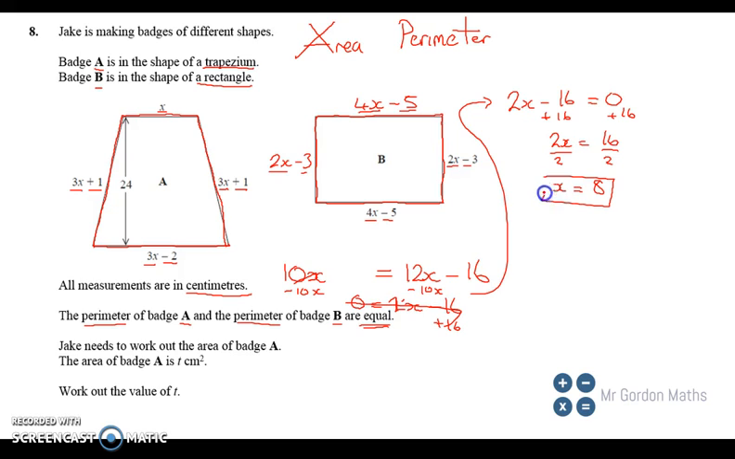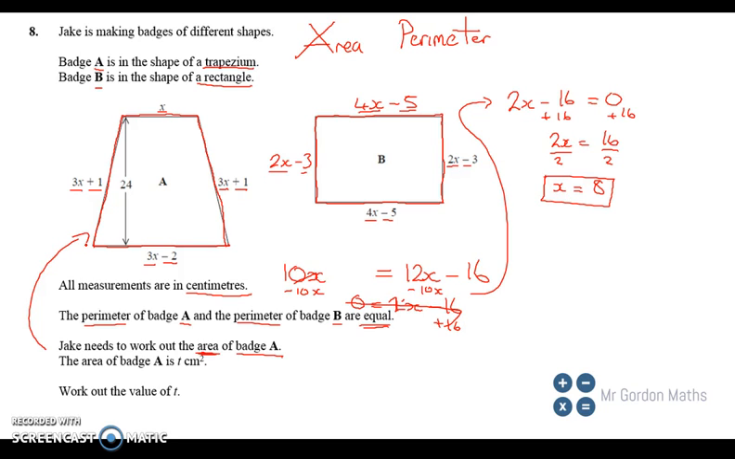Hopefully, I didn't even read the question, did I? Hopefully that's going to be useful. So let's have a little look. Jake needs to work out the area. Okay, that is handy then. So the area of badge A. So badge A is this one here, the trapezium. If you want to work out the area, you're going to need to know what some of the lengths are. And to work that out, we need to know what x is. So x is 8, based on the equation that we managed to set up from the perimeters.